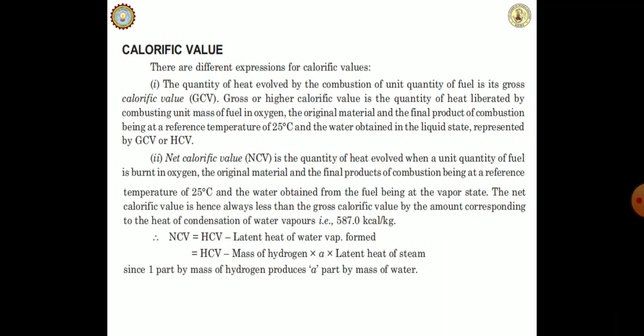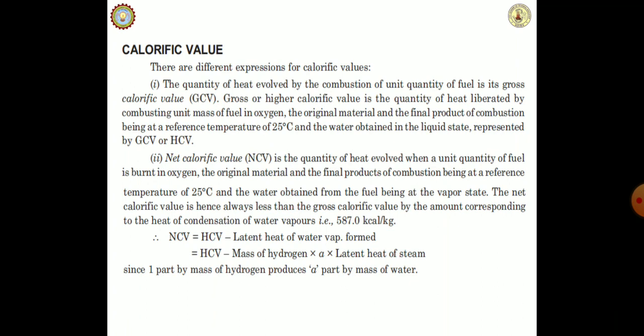The latent heat of water vapor formed is the mass of hydrogen times nine, giving the mass of water, times the latent heat of steam. For example, 0.07% of hydrogen.